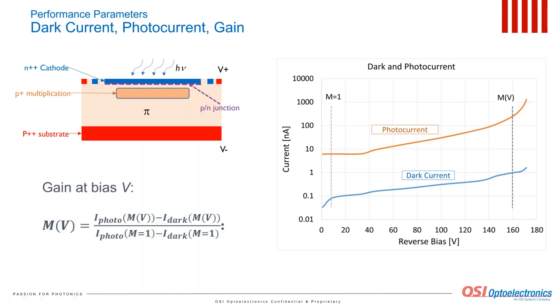Gain at bias V is defined from the equation below as the difference between the photocurrent and dark current at the operating bias V, it's at this point, divided by the difference between the photocurrent and dark current at unity gain.